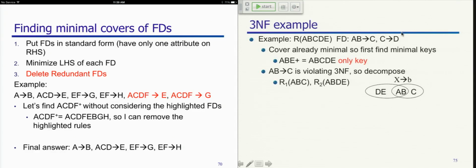Once more, the two things I'm going to check: first, whether AB is a super key, because if that's a super key then I'm in good shape. If it's not, I have to check the second condition to see if the thing on the right hand side is part of a key. C is not part of a key, so this is not 3NF, so I need to decompose. How I decompose is similar to how I was doing it in BCNF. So ABC is now going to be my R1, and ABDE is going to be my R2.